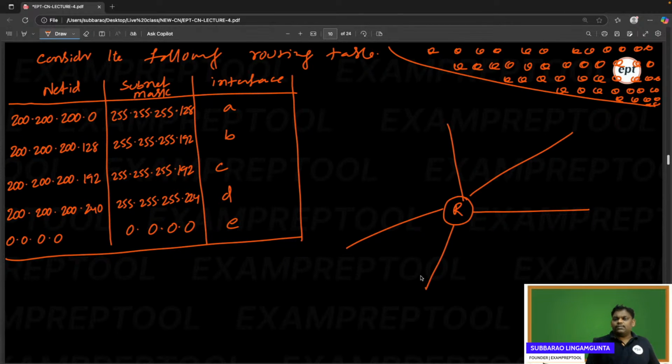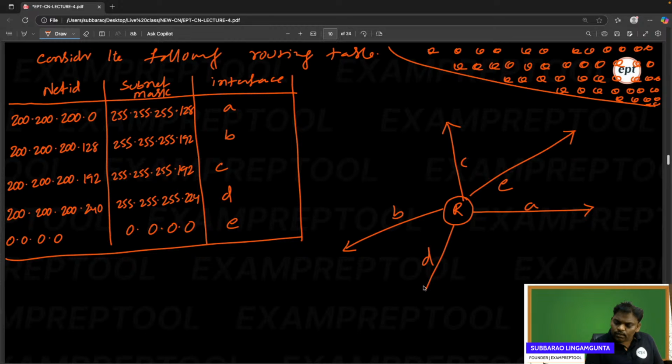These are interfaces. For every router, there are some interfaces. Let's see, it is A, it is B, it is C, it is D, it is E. These are the interfaces, right? Interface means connection. So these are the connections, from the router your data is going.